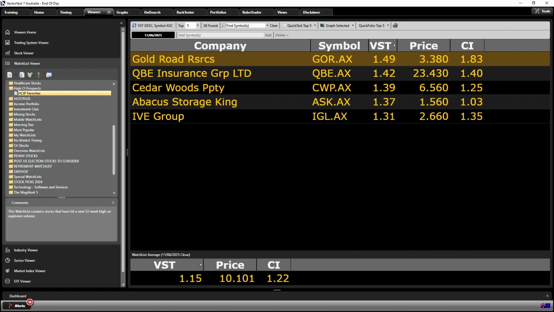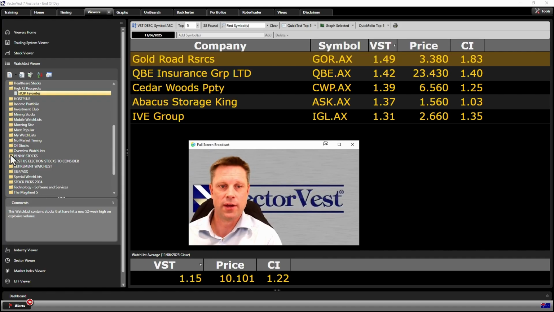Let's cut to the chase straight away. So what I've got here, in VectorVest, we've got this powerful tool called Unisearch. And we've also got Viewers, two different tools to help us find some powerful stocks. Today, I'm concentrating on Viewers. And within Viewers, we've got watch lists. We're going to pick on this watch list here, HCIP.